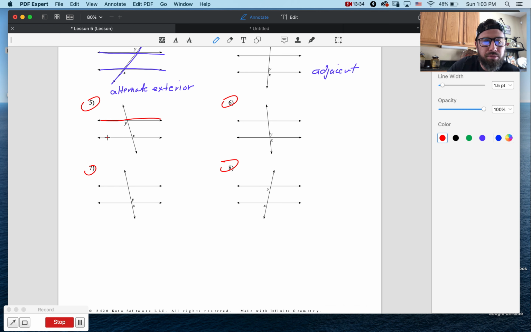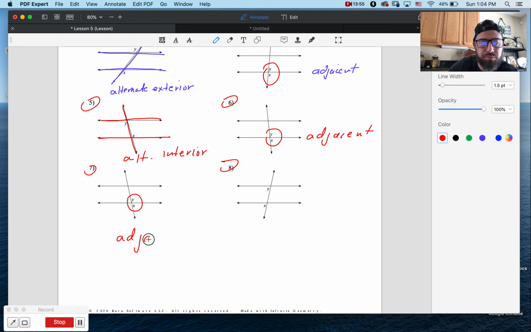Okay, 5 we already touched on. They're on the inside, so it's going to be interior. And they're on different sides of the transversal, so it's going to be alternate interior. These guys look just like this guy, right? So they're adjacent. These guys are right next to each other, so they're adjacent.